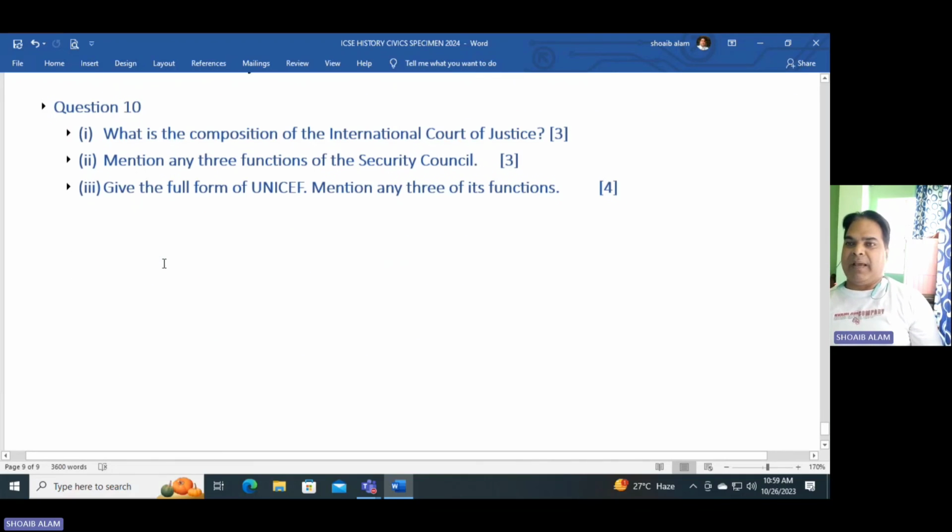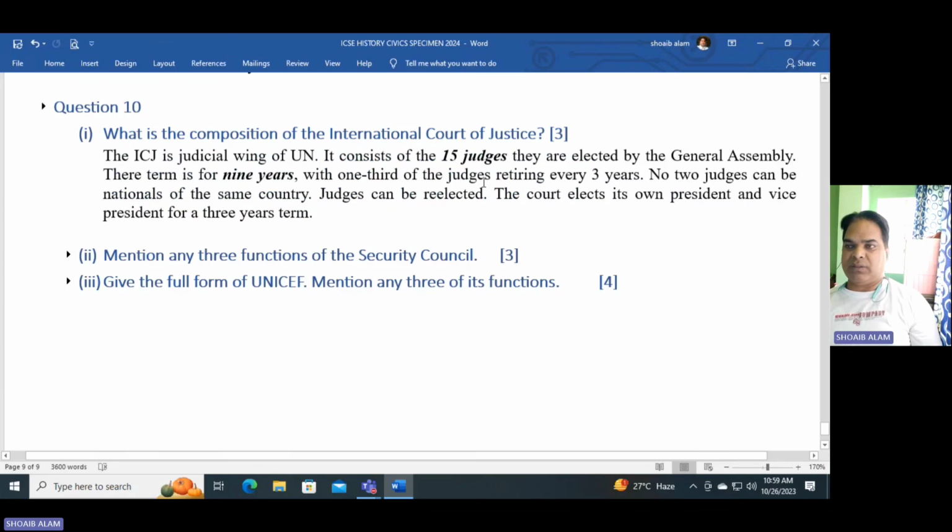Now number 10. What is the composition of the International Court of Justice? Very simple. It consists of 12 judges. They are elected by the General Assembly and their term is 9 years. There cannot be two judges from the same country, and every 3 years, one third of the judges retire. The court elects its own president and vice president for a term of 3 years.